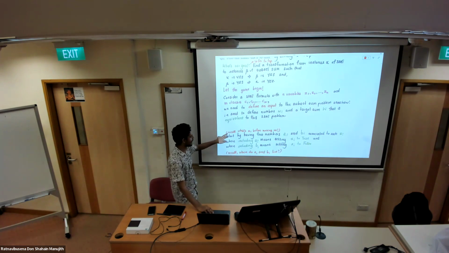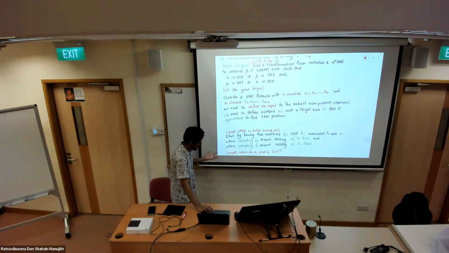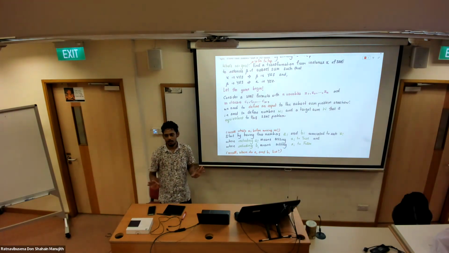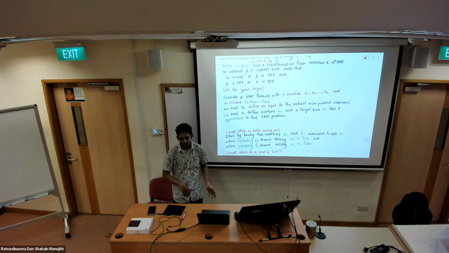Yes, Chen. What are xi? Variables, right? Okay, let's start. Start by having two numbers ai and bi associated to each variable, where including ai means setting xi to true, and including bi means setting xi to false. So these ai and bi live in the subset sum world.